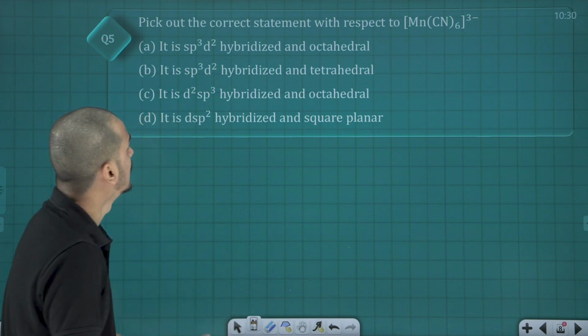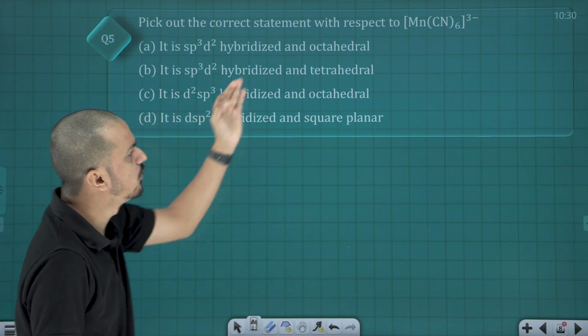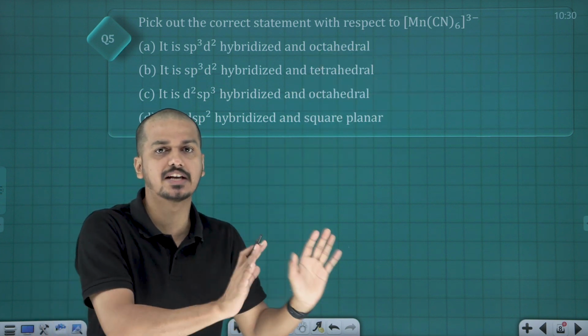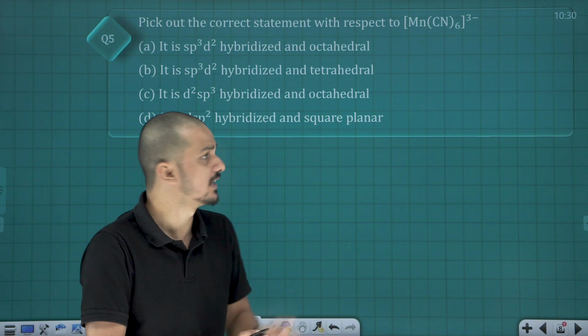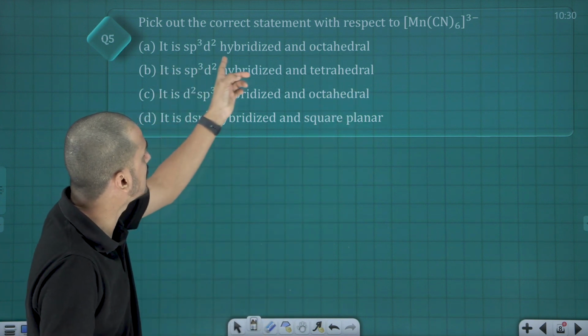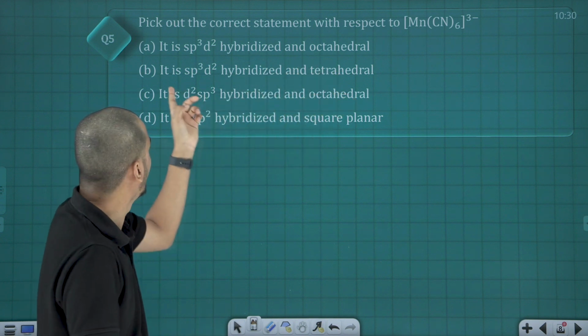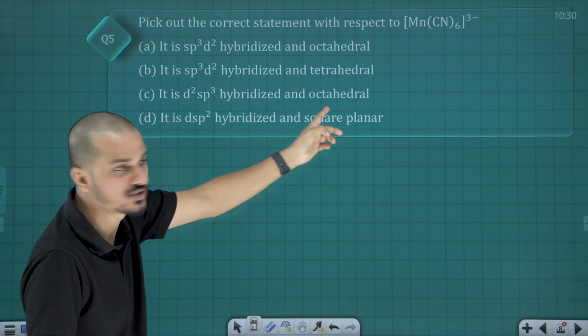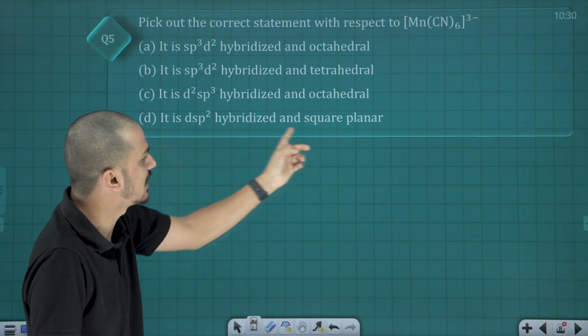What's the question here? Pick out the correct statement with respect to Mn(CN)6 3-. It is related to valence bond theory. So the options are: it is sp3d2 hybridized and octahedral; it is sp3d2 hybridized and tetrahedral; it is d2sp3 hybridized and octahedral; it is dsp2 hybridized and square planar.